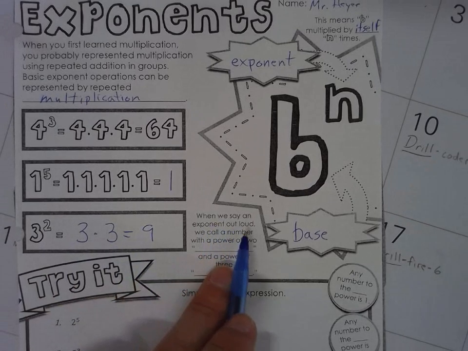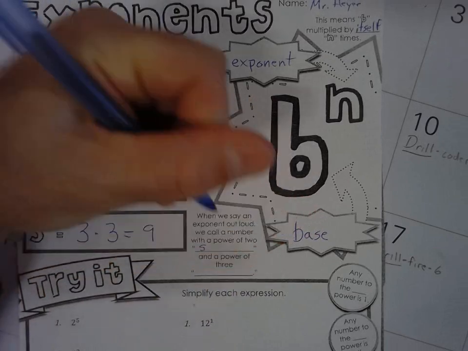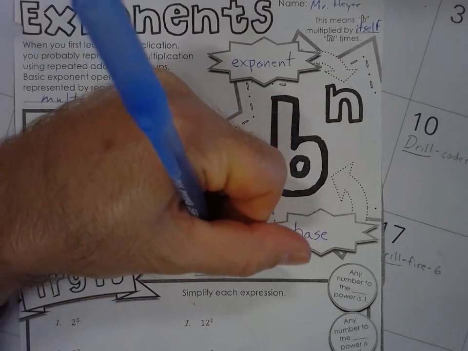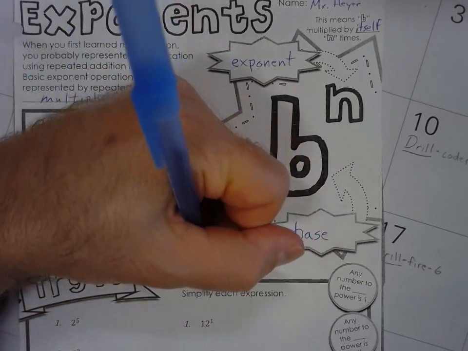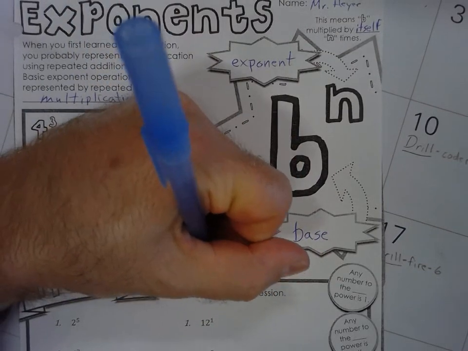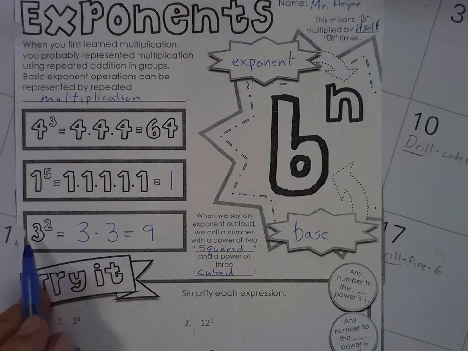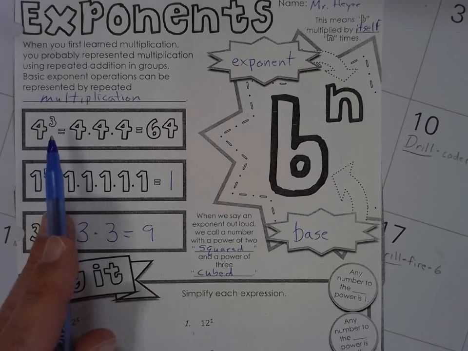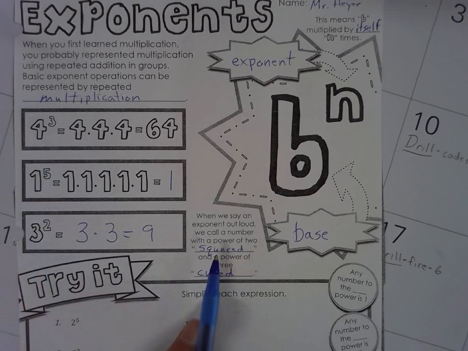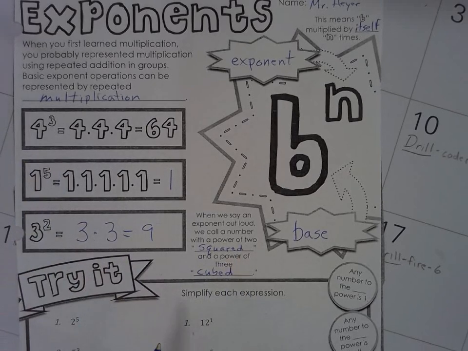Okay. When we say an exponent out loud, we call a number with a power of 2 squared, just like 3 squared here, and a power of 3 cubed. Okay, it's important to know how to say these things. When you see this, this is 3 squared. When you see this, this is 4 cubed, or 4 to the third power. So we got squared with the 2, cubed with the 3. All right.